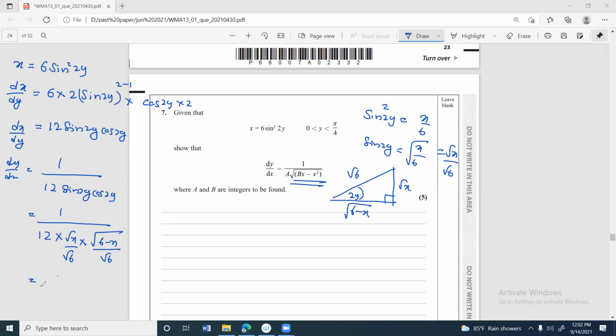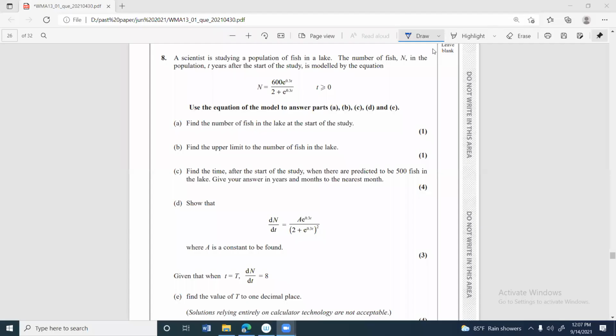So if you do this, 1 over 12 times root x times root of 6 minus x divided by 6. It turns up to 1 over 2 root x times 6 minus x as the answer for that. That's the way of it. After that, you can do the expansion and get the answer. With that, you get 1 over 2, and if you expand the brackets, it turns up to 6x minus x squared as the final answer. That's the way of doing this question.